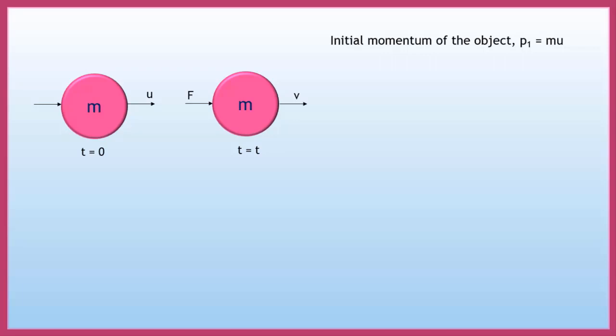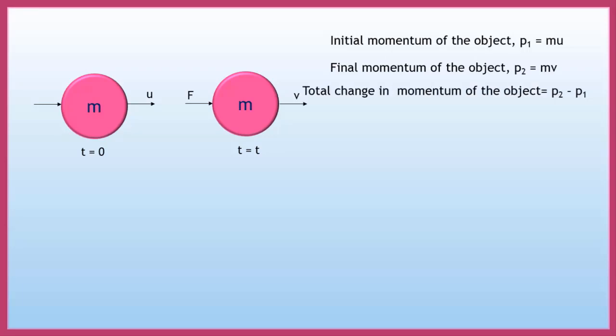into velocity. What is the initial velocity? u. So it will be mu. Final momentum of the object will be p2 equals m into v. Now I will calculate the total change in the momentum. It means I will calculate the difference between the two momentums. So it will be p2 minus p1. Put the values, which will become mv minus mu. Now I can take out m common. So it will become m outside the bracket, v minus u.